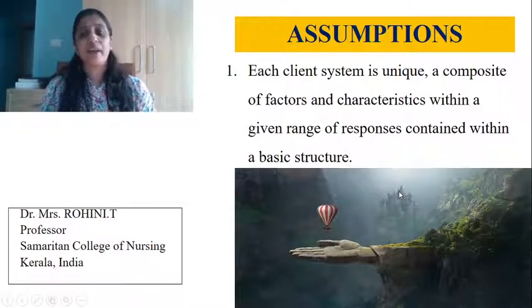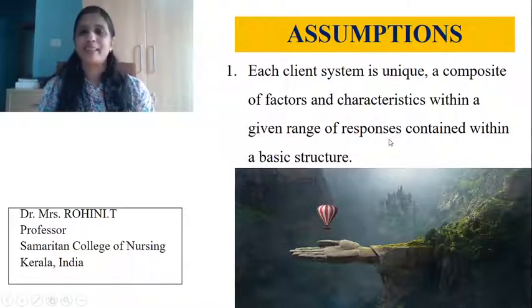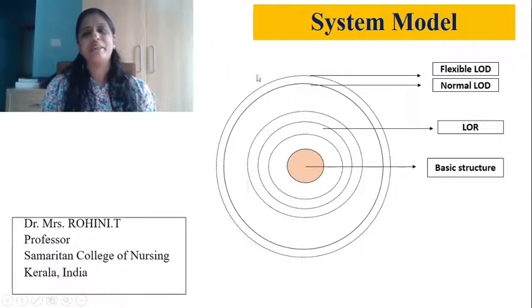According to Neuman, the first assumption is: each client system is unique, a composite of factors and characteristics within a given range of responses contained within a basic structure. I would like to study the assumptions with the diagram given by Betty Neuman. So what is the first point telling? It tells that each client system is unique. It has its own factors, it has its own characteristics with responses which are contained within a basic structure.